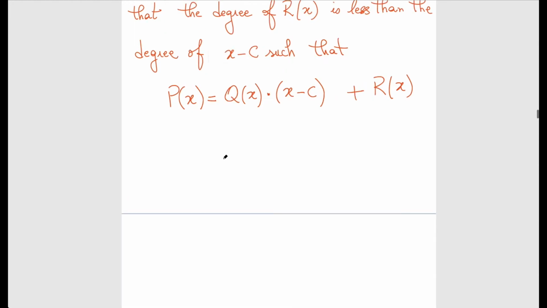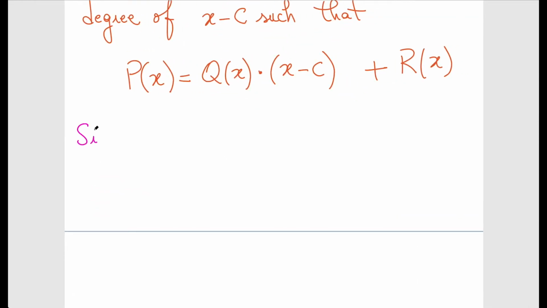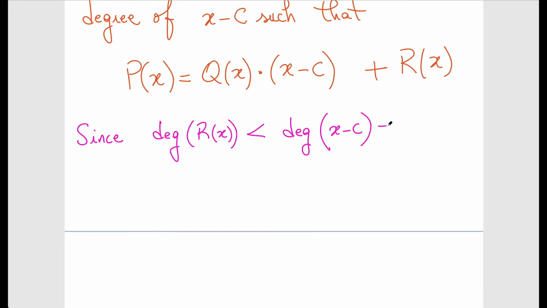So let's record this. Since the degree of r of x, I'm going to use deg for degree, is smaller than the degree of the divisor x minus c, which is of degree 1, and at the same time this degree cannot drop below 0, so it is bigger than or equal to 0 and an integer, what are you left with? Then the degree of r of x must be 0.